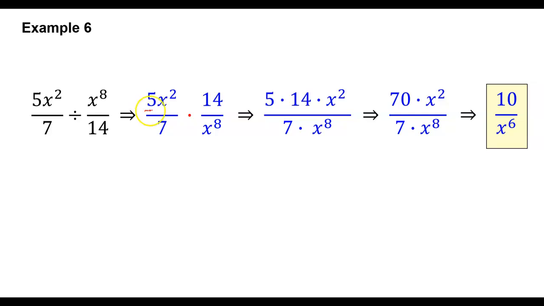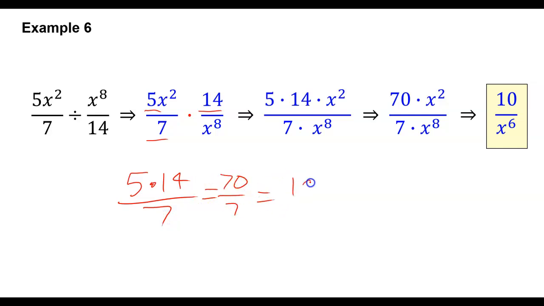I would first think just take all the regular number coefficients, 5 times 14 over 7. That would give me 70 over 7, which gives me 10 on top. Then I would think of my x's, 8 minus 2 gives me 6, but is it going to go on top or bottom? Well, it's going to go to the bottom because the bigger number's on the bottom, so x to the 6.